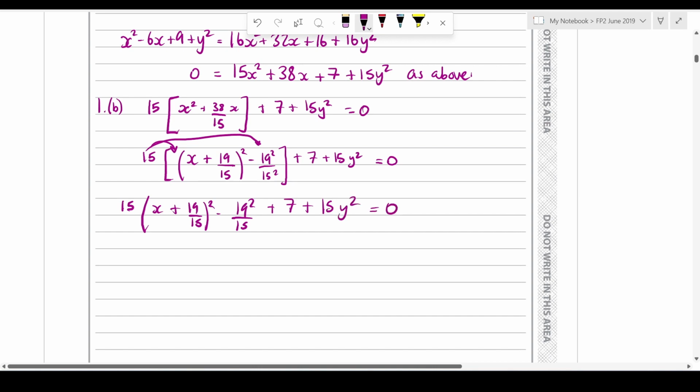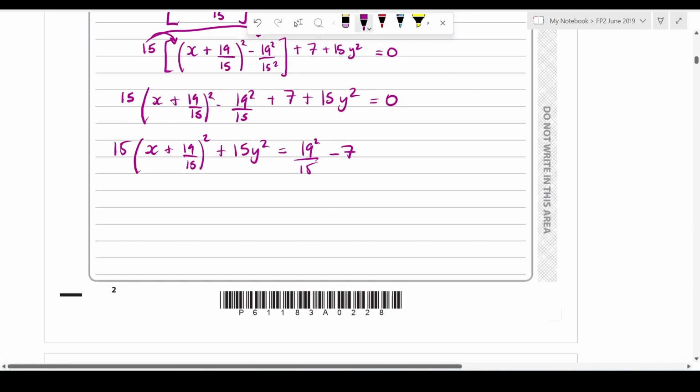Now let's get our number parts onto one side. So I've got x plus 19 out of 15 squared, still times by 15, plus the 15y squared, and that would equal 19 squared out of 15 squared, take away 7, and then let's divide by 15 to get it into the equation of a circle. So I've got x plus 19 out of 15 squared plus y squared equal to 19 out of 15 squared, minus 7 out of 15.